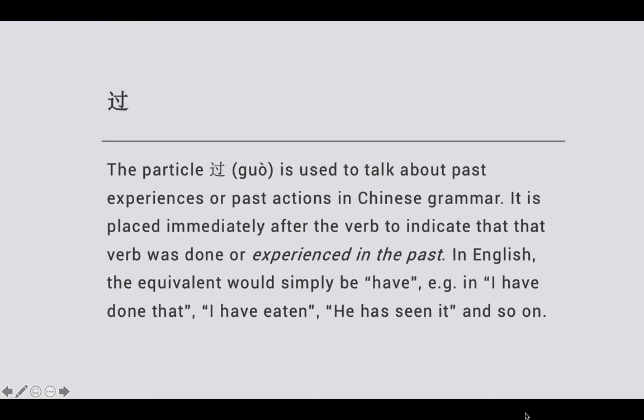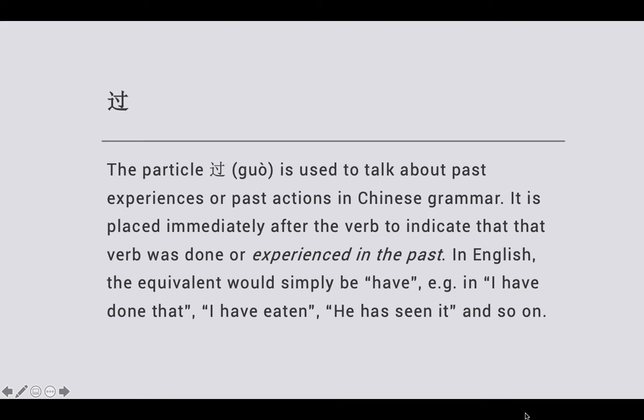And next, we are going to learn this very specific word. I don't know whether you have learned it before, but I think it's really important for us to do some more exercise and to give you more examples of this specific word. 过, 过. So actually 过 is a particle.